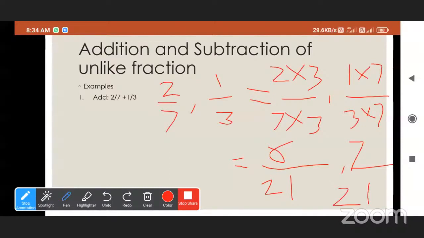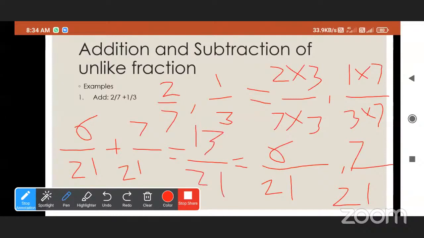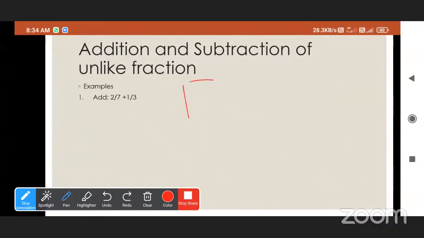Now we have to add them. So 6 upon 21 plus 7 upon 21. That is 6 plus 7 is 13. So our answer is 13 upon 21. So in unlike fractions, we have to convert them into like fractions and then do the addition. So our answer is 13 upon 21.